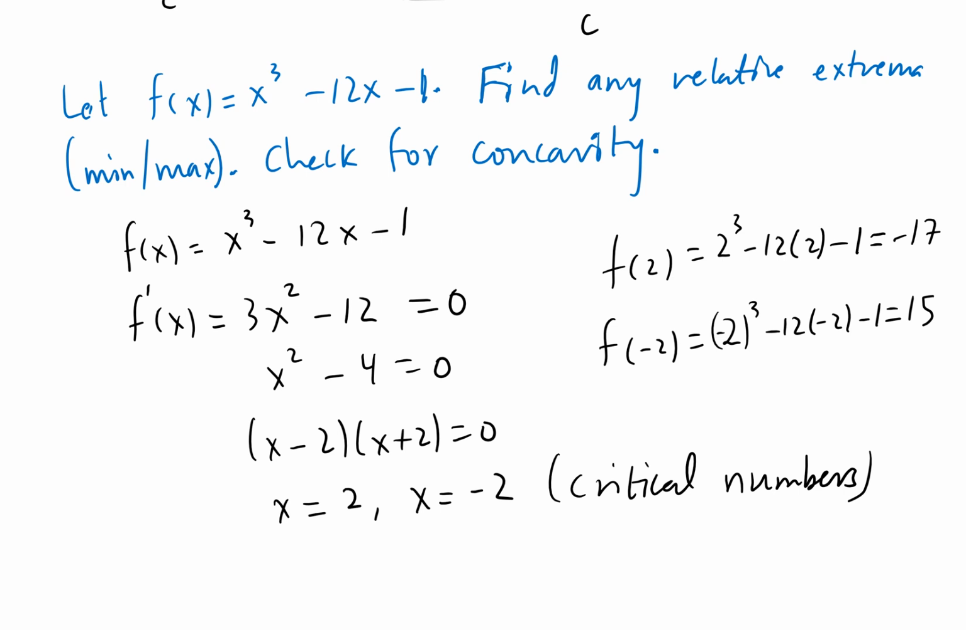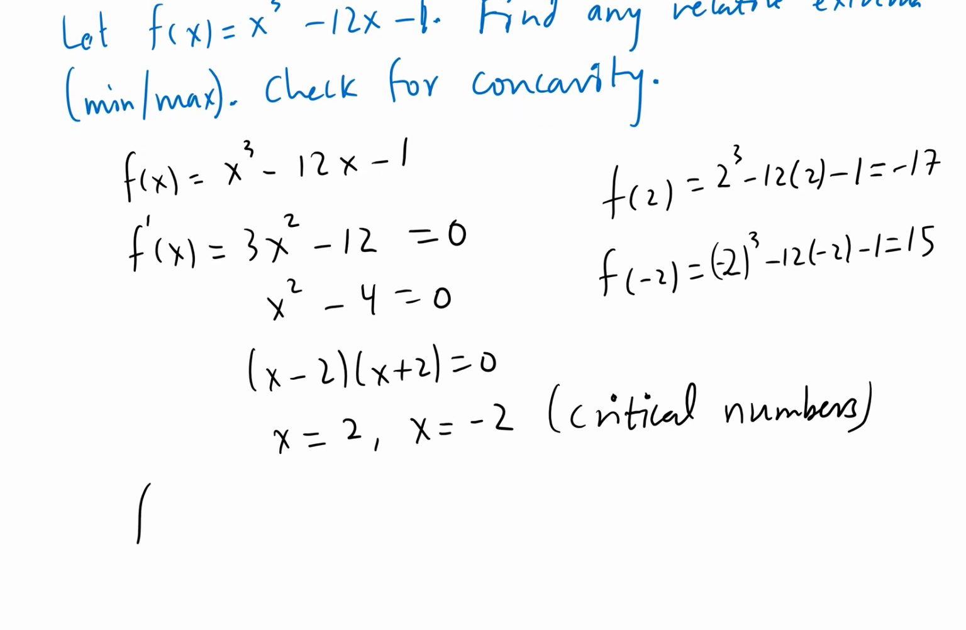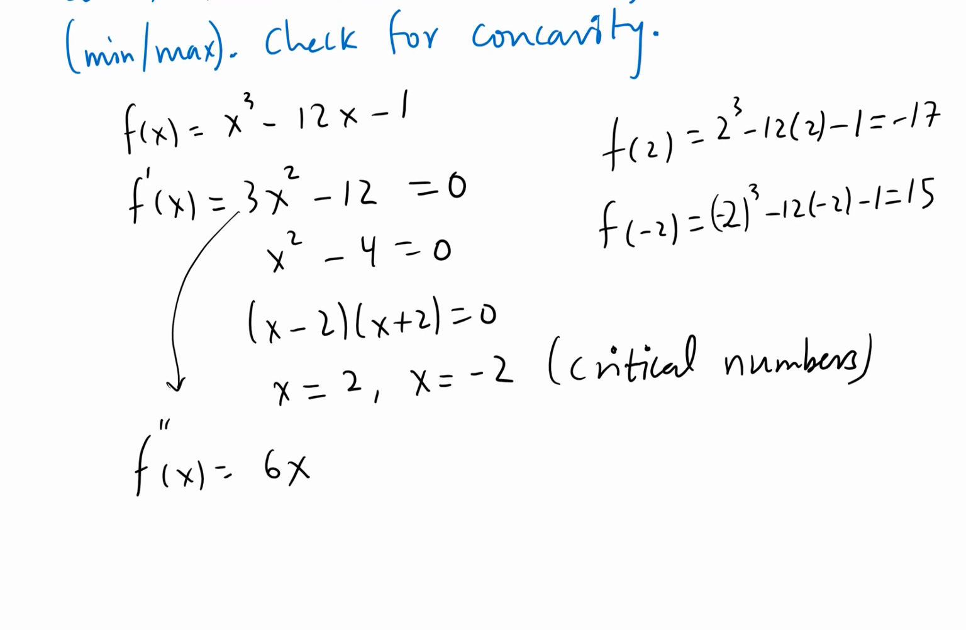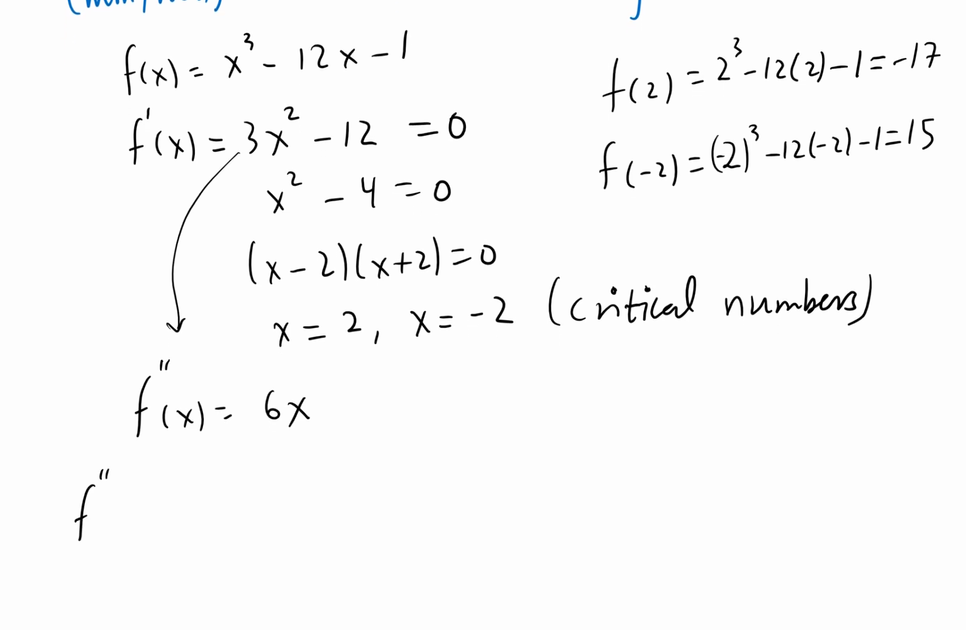Now, these are critical numbers. At these critical numbers, we don't know if there's going to be a relative min or max. How do we find out? We can find the second derivative from there, which is 6x. And we are going to check the second derivative at these two numbers, at 2 and at negative 2. And let's see what we get.